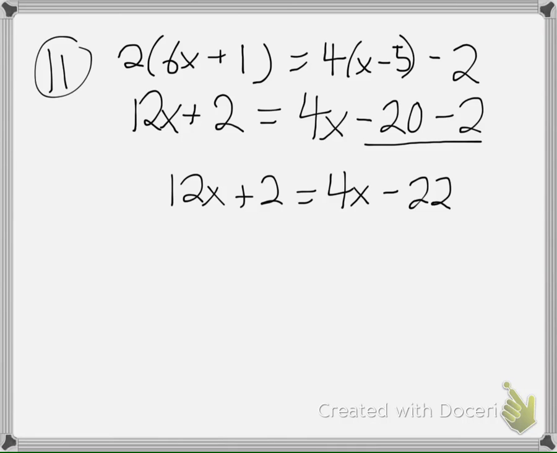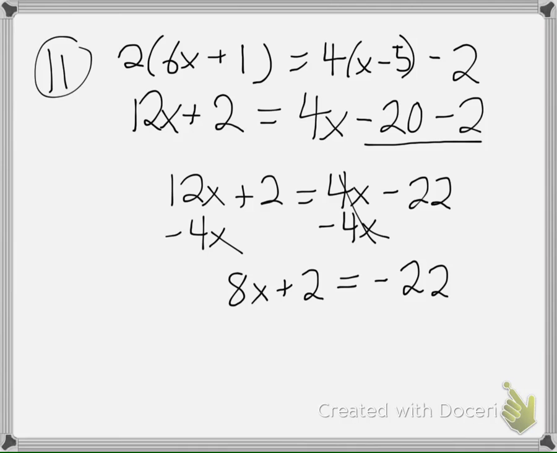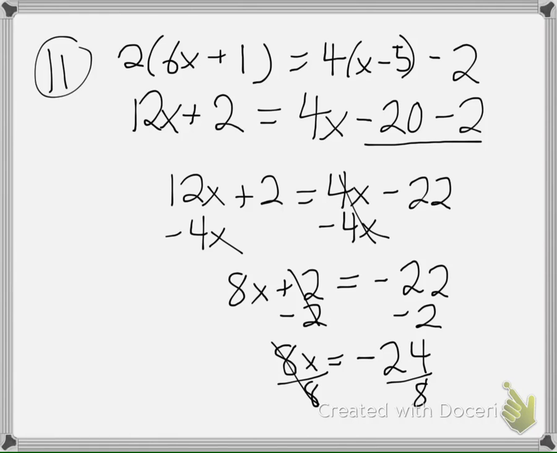And then from here, I'm going to get my variables on the same side, so I'm going to subtract 4x. So I get 8x plus 2 on this side equals, don't lose your negative there. Remember, if it's minus 22, then when you get rid of the x, you have negative 22. Then I have to subtract 2. And so I get 8x equals, and then negative 22 and negative 2 make negative 24. And then if we divide by 8, we get x equals negative 3.